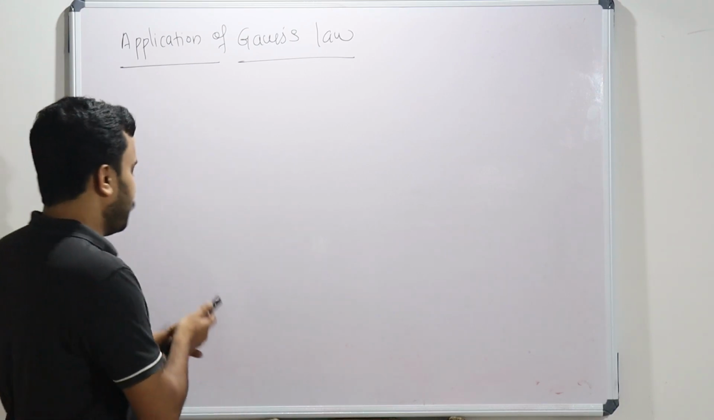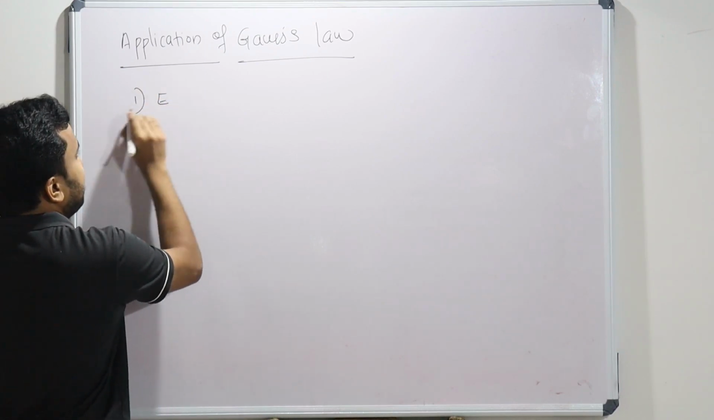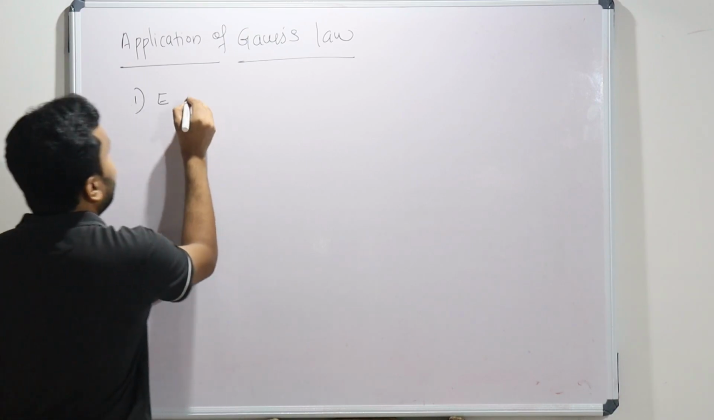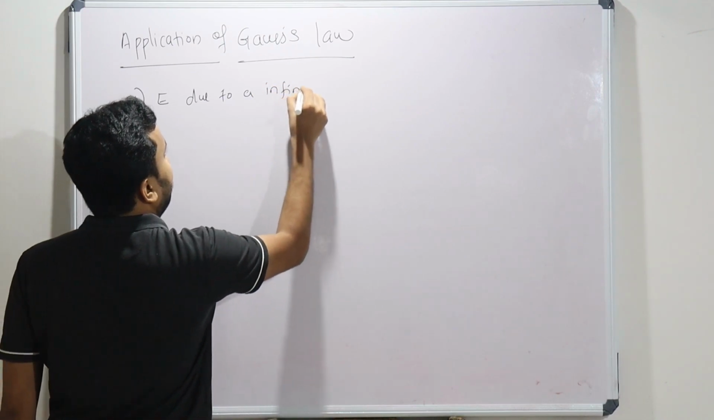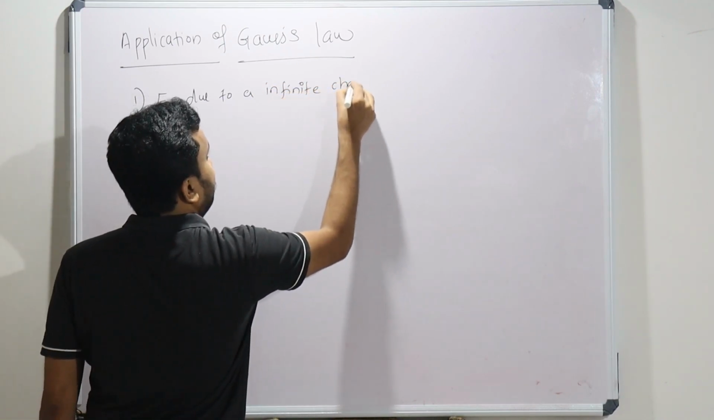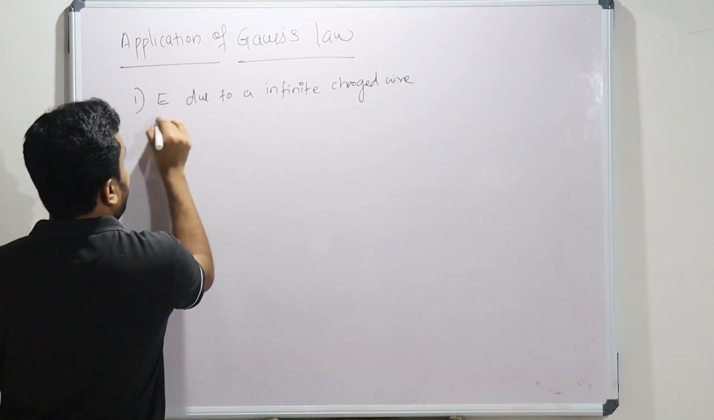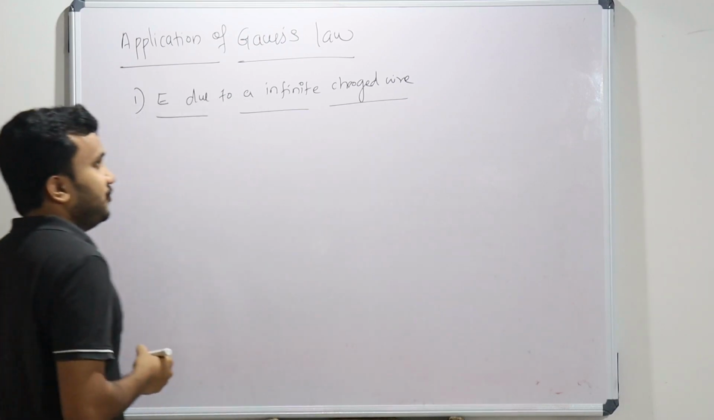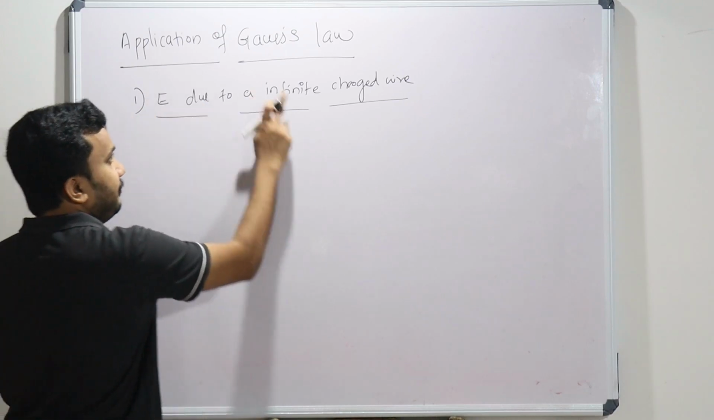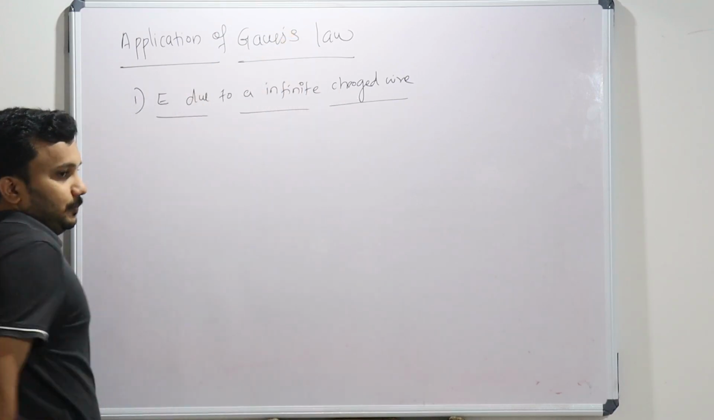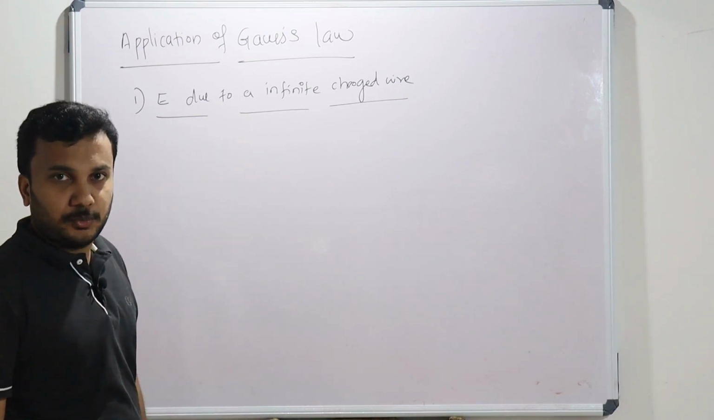So the first use case of this law, write as the heading: electric field due to an infinite charged wire. This is the first application. We are going to find the electric field for an infinite charged wire using Gauss's law. It's not mandatory that you have to use Gauss's law, but it is quite easy to use this law to find the answer.